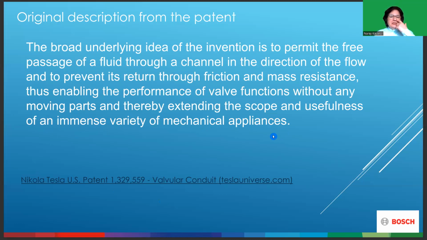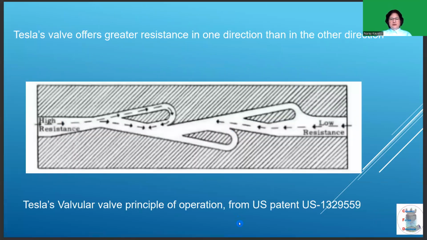So it says flow will move in one direction easily without any friction, but in the opposite direction, there will be a resistance to flow. Because valve means resistance to flow. So he thinks that this invention will have a variety of mechanical appliances. Yes, indeed. So I will also share this applications video.